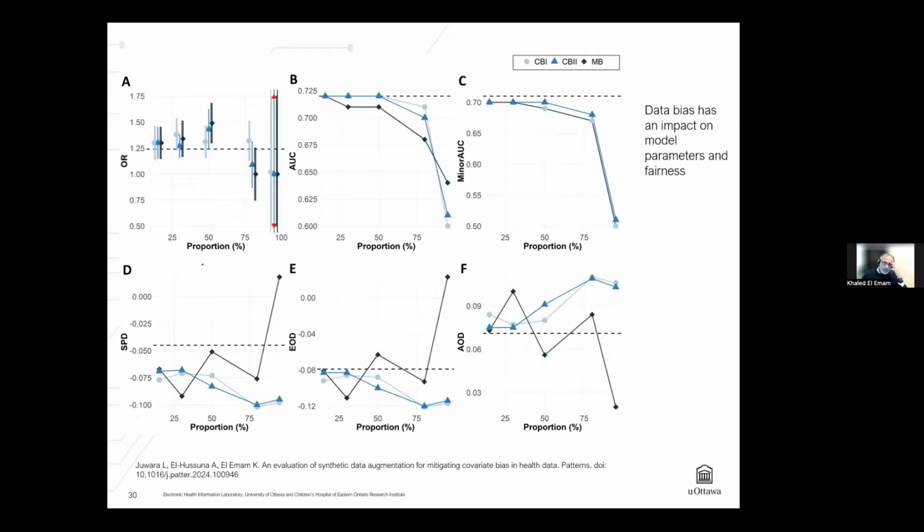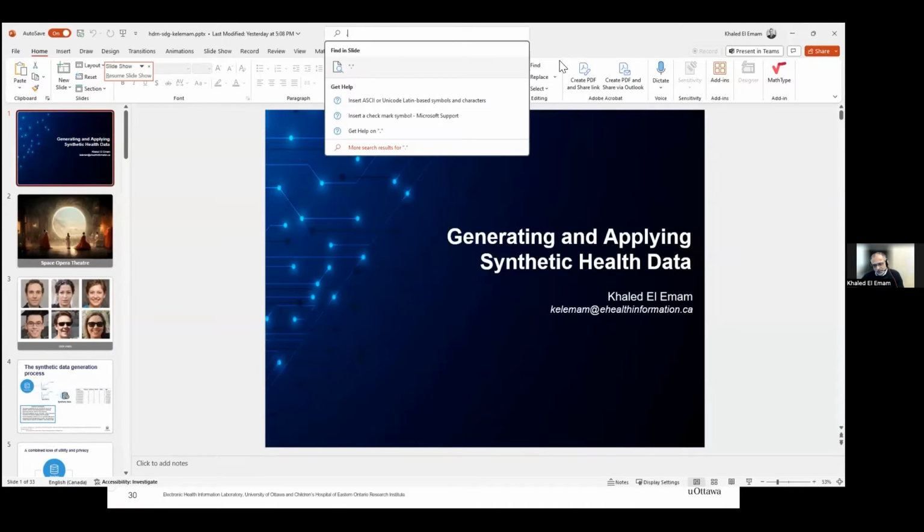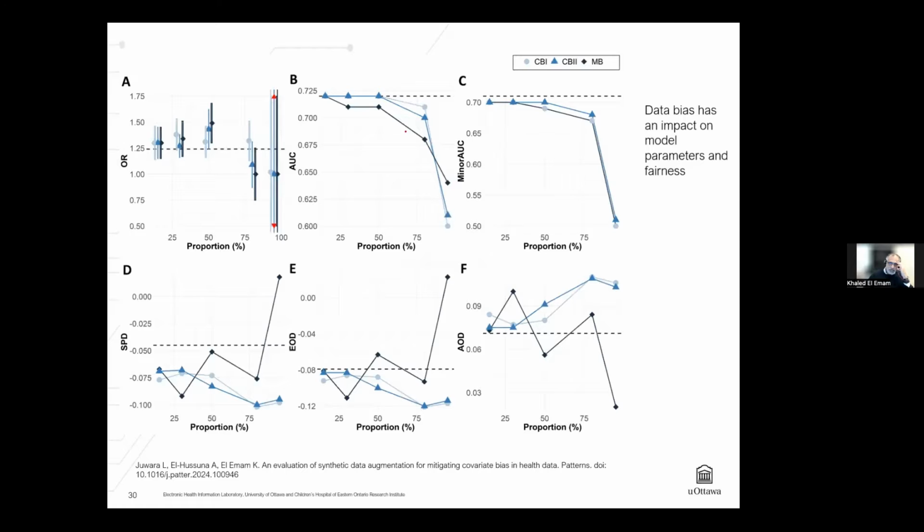So the x-axis is the proportion of bias. There are three different types of bias: conditional bias one, conditional bias two, and marginal bias. Marginal bias is you just remove patients from a single variable that we're targeting. For conditional biases, you assume there's a weak relationship between variables, and for bias two, you assume a strong relationship between variables. So your biasing is actually impacting multiple variables at the same time because they're correlated with the variable that you're removing patients from.